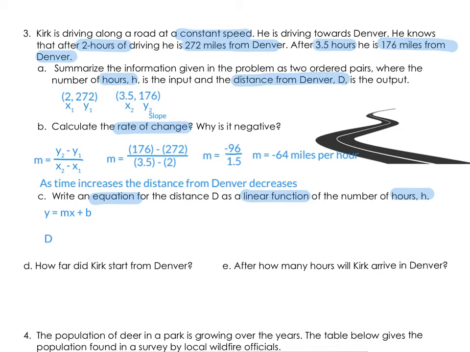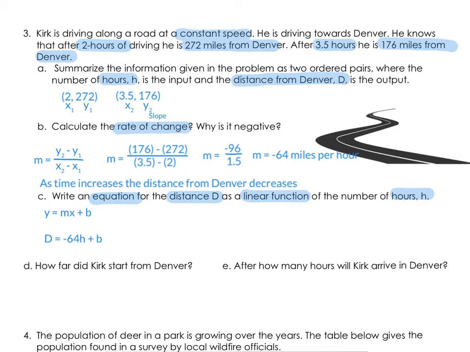So d instead of y, because they told us in the problem that we had to use the d for distance. So the distance is equal to the slope, which we already found as negative 64. We have to use h to represent the number of hours because it also said so in the problem. And then the y-intercept, the starting value, well, we don't have that right now. So I have to leave that as plus b because they didn't give us a starting value. They told us how far away it was, 272 miles at 2 hours. So now we need to go and find the y-intercept.